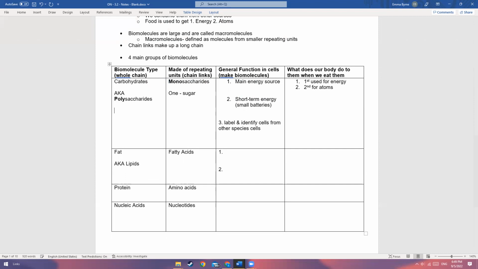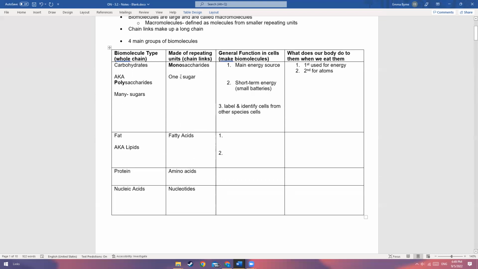We already know saccharide means sugar, but poly usually means many. So if you think of, say, polygamy versus monogamy, it's the same idea, right? Mono means one, poly means several. And so it's pretty clear when you look at these prefixes that this one is one chain link, and then many of those chain links make up the larger structure.